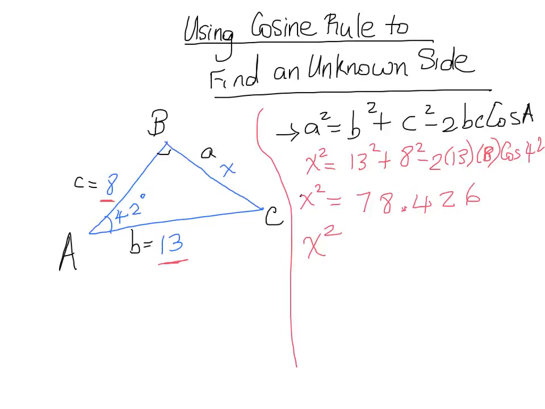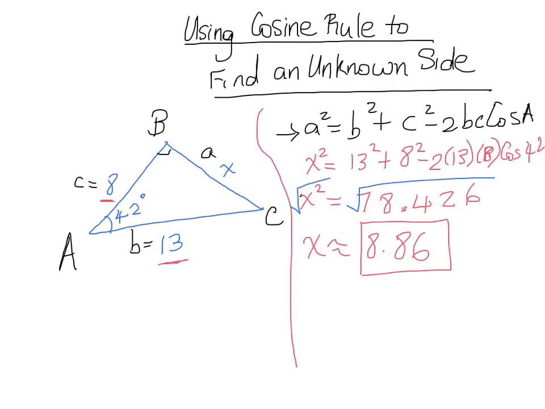In order to find x, we now have to find the square root of both sides. So if I find the square root of that value, we get that x is equal to 8.86, approximately. And that's how you find the third side of a triangle given two sides and the angle between.